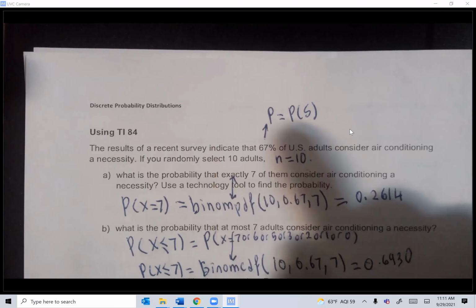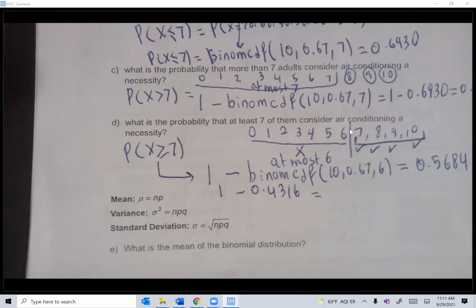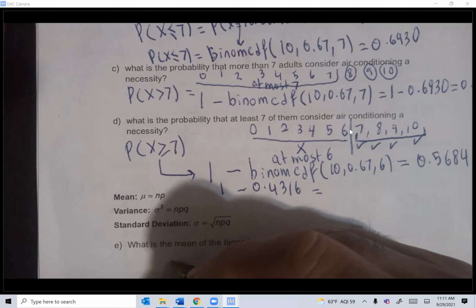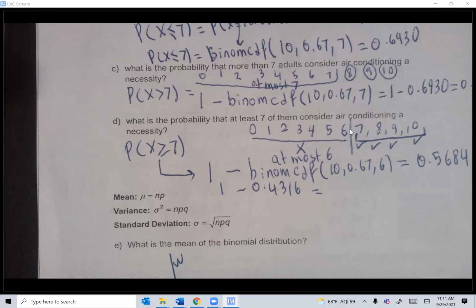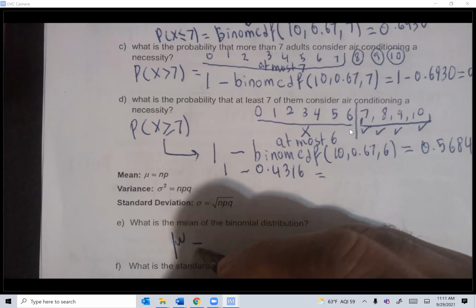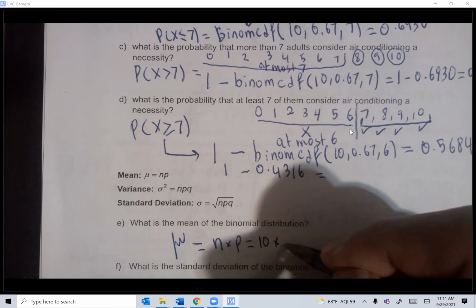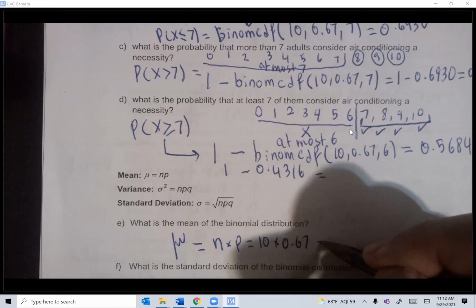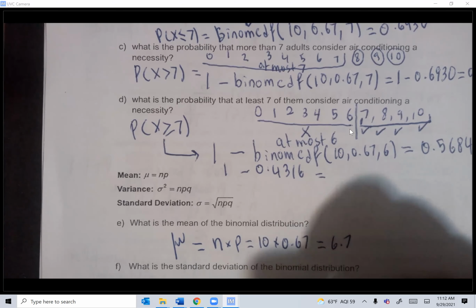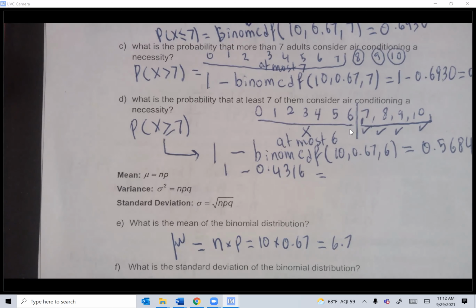You just multiply the two values, and let's multiply them here. So mean, you write it like this, which is equal to n times p. N is 10, and the probability of success is 0.67, and it is 6.7. Standard deviation, again, it's a very easy formula. It's the square root of npq. And here is how you write it down.